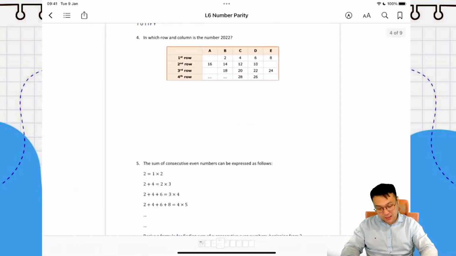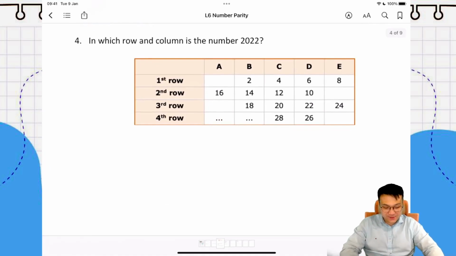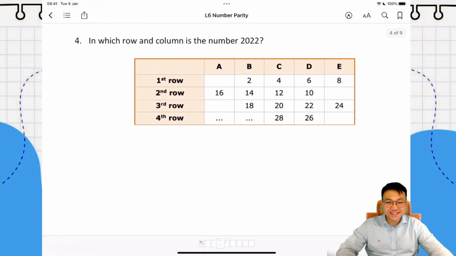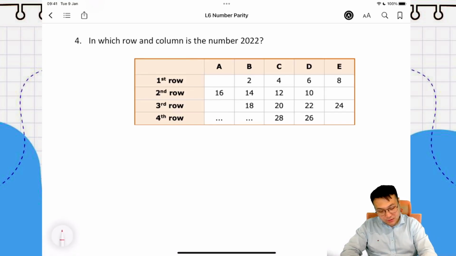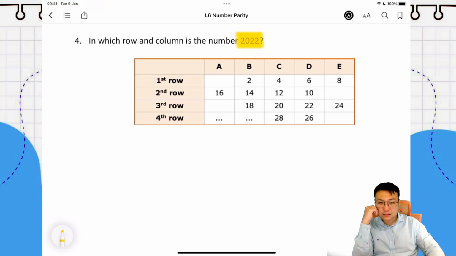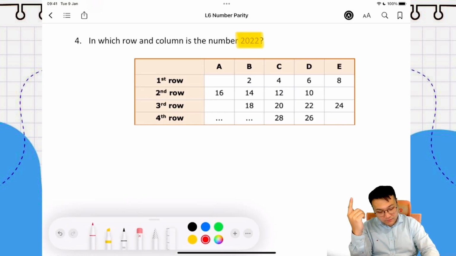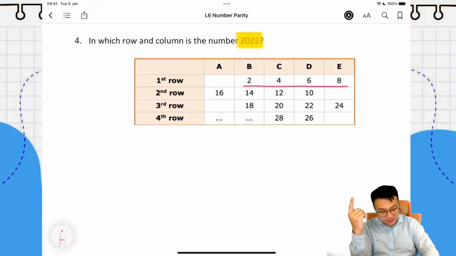Now let's take a look at question 4. Okay, this requires you to visualize a little. Students, they would like to ask you in which row and which column is the number 2022. And if you look at the table, do you spot a pattern? In the first row, the numbers are moving from left to right. It is getting bigger and bigger from left to right.